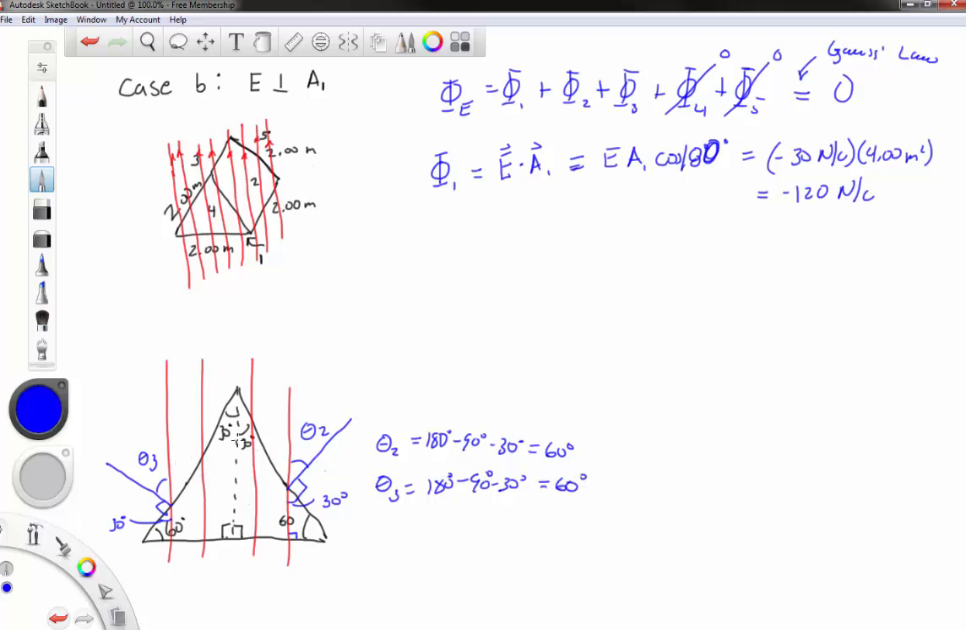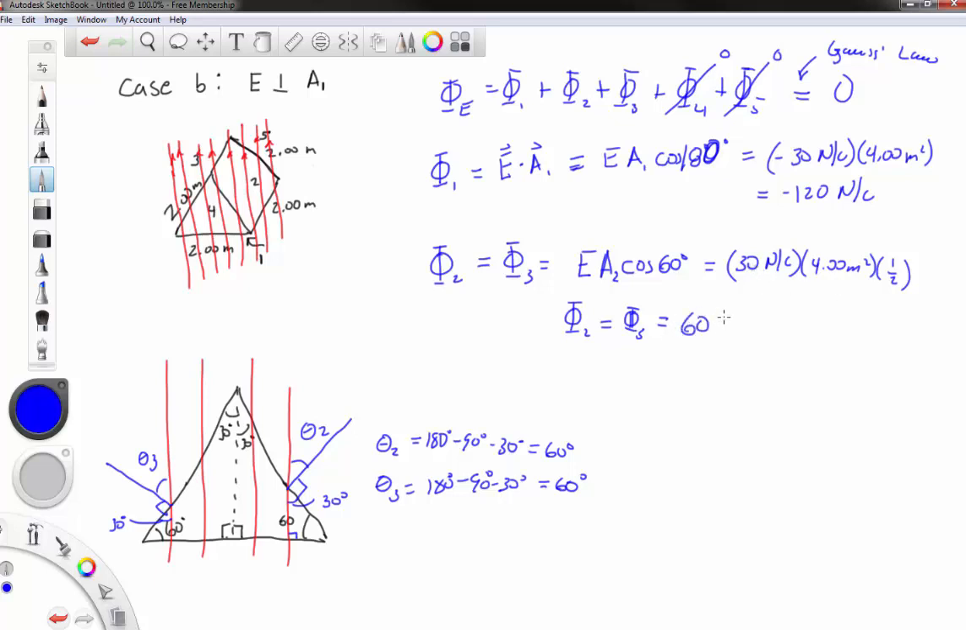Note that the flux is outward through both of these two faces. So we can basically write that phi 2, flux through 2, and flux through 3 are equal, and they are basically going to be E times A times cosine of 60 degrees, where A is the area for either A2 or A3. So this then is 30 newtons per coulomb times 4.00 meters squared, and then cosine of 60 is a half. And so phi 2 and phi 3 are equal, and they are specifically equal to 60 newtons per coulomb, and it's positive because it's fluxing outward through them.